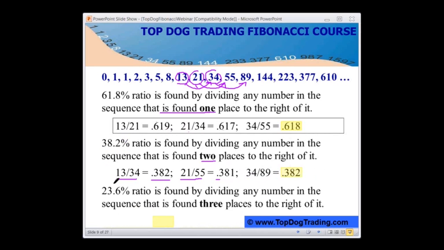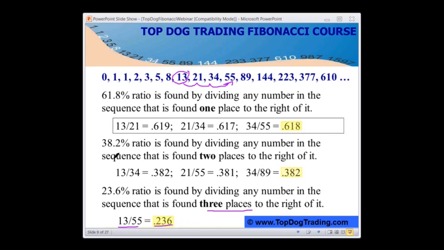Now, the next ratio is 23.6. How is that found? Well, guess what? Let me clear my screen here. But this is going to get a little too easy for you now. You can probably even guess. So the way that one is found is by dividing any number in the sequence by the number found 3 places to the right of it. All right, so again, if we use our starting place as the number 13, now we go 1, 2, 3 places to the right of it. And we divide 13 by 55, and we get our 23.6. And again, I could repeat that, but I don't think it's necessary anymore.